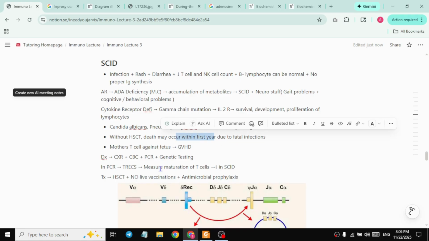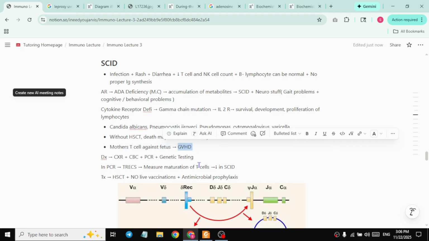So it's still a newborn kind of a thing, right? Mother's T cells against the fetus might show something like graft versus host disease, right? The mother has the T cells, but the fetus does not have any T cells, so you might see the mother attacking and making a response against the child itself. It's very rare, but I came across this point somewhere, so I've put it here. But SCID can have this graft versus host disease in a pregnant mother.